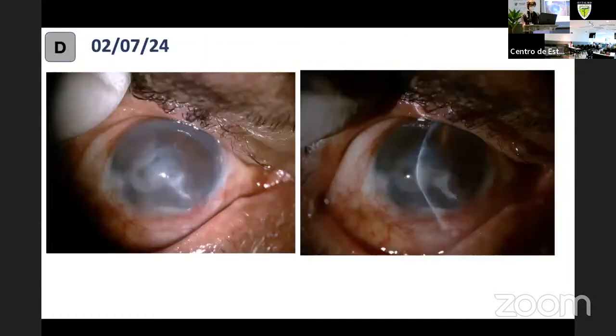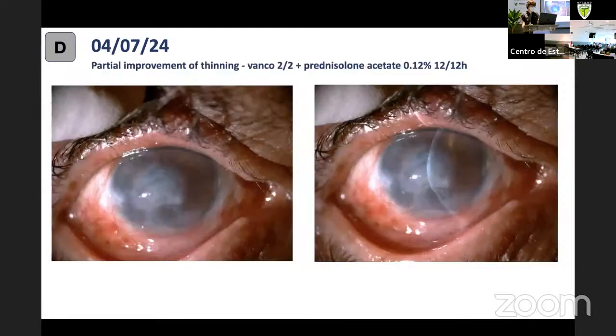And now I will show several photos of the improvements of the patient. So here is the first photo in July. We can see the corneal thinning, the hypopion, and the formed anterior chamber. This is the next photo 2 days after. We can see a partial improvement of the thinning. We did the vanco 2 by 2 hours and the prednisone acetate 12 by 12 hours.